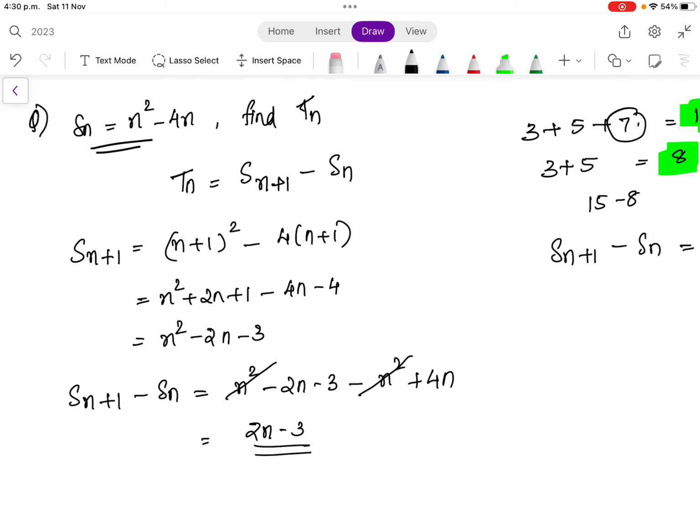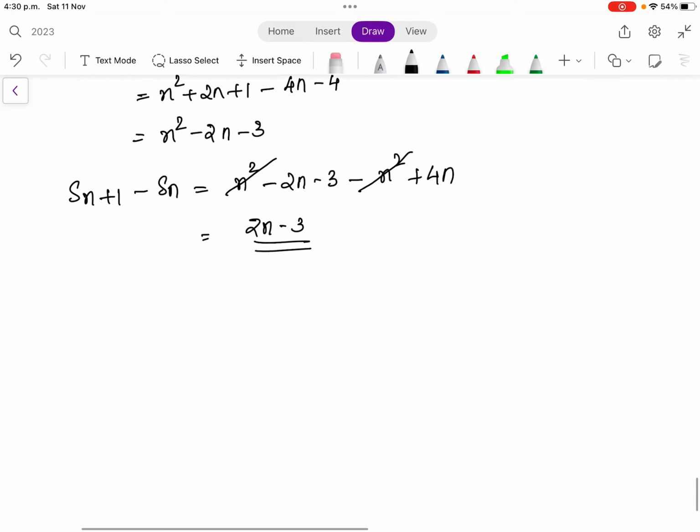Okay, so this is the nth term. 2n minus 3 is the nth term. Okay, let's take up some more questions out of this.